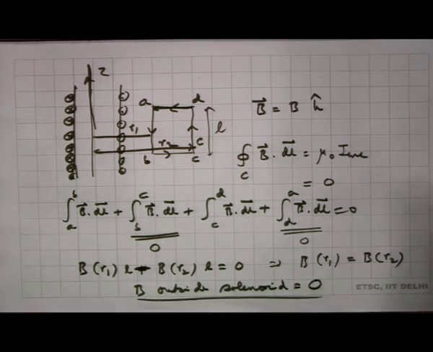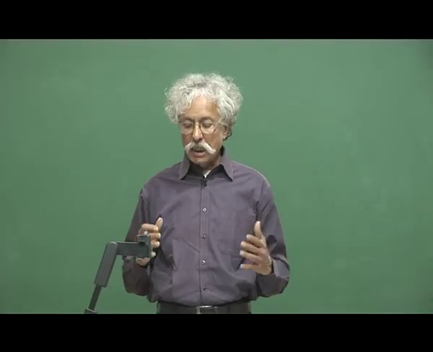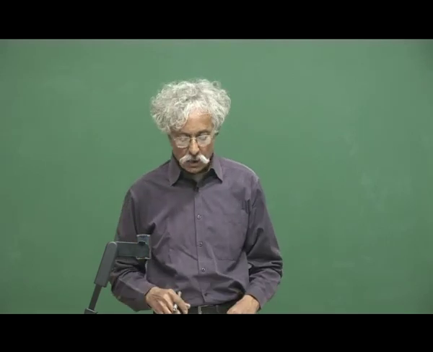In the next class I will take another Amperian loop and show you that the magnetic field within the solenoid is uniform, and we will calculate the magnitude of the magnetic field.